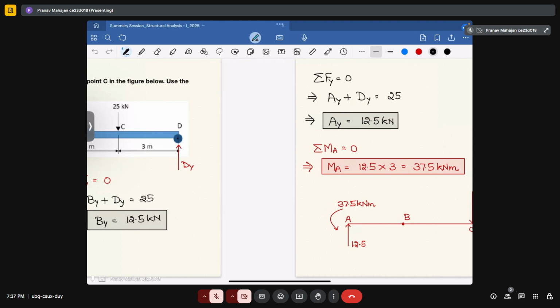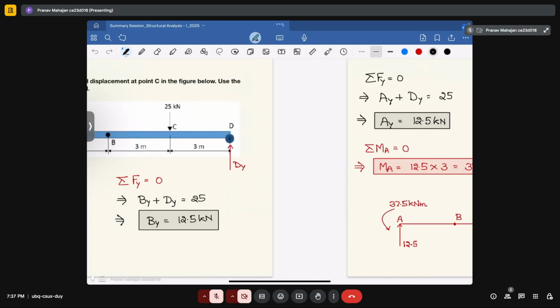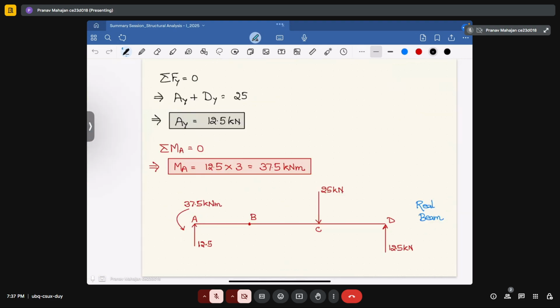Now since point A is a fixed support, a moment will also come at point A. If you calculate the moment about point A, it will come out equal to 37.5 kilonewton meter. Now draw the free body diagram of the real beam that is given to you.